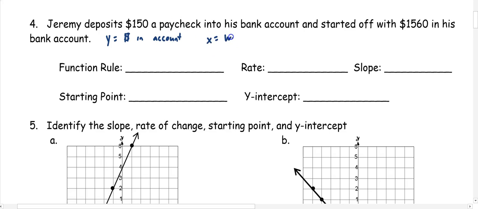And I'm going to say that x equals the weeks, or the paychecks, that he's putting money into the account every time he's getting a paycheck. So we would have y equals 1,560, because that's how much money he's starting with, plus $150x because he's putting 150 in per paycheck. So our rate is what it's changing by, so 150. Our slope is also 150. Our starting point is how much money he starts with in the bank account, so we'd have 0, 1,560 for both the start point and the y-intercept.